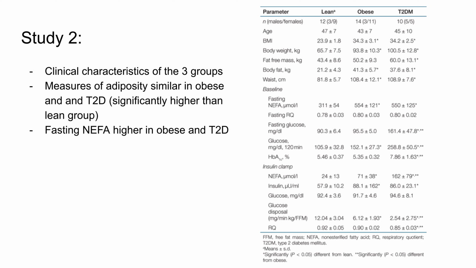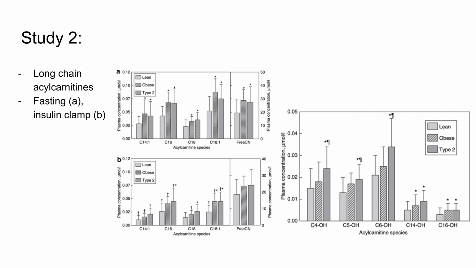So this table shows the clinical characteristics of the 3 groups at baseline and also during the insulin clamp. As we can see, people who are obese actually had a higher central adiposity over here. They have a lot more fat mass and body weight. Diabetic individuals also had way higher fasting glucose as well. This is because they are insulin resistant and they cannot uptake glucose into their cells. And also their glucose disposal during the insulin clamp was very low as well. Fasting fatty acid levels were also very high in obese and diabetic individuals, as we expect.